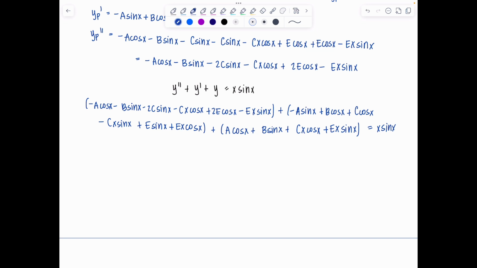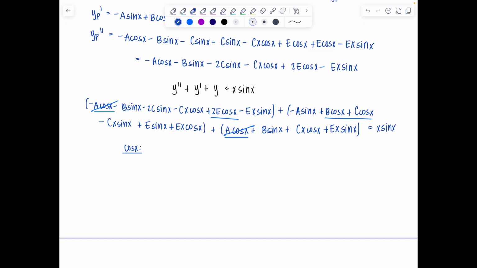So we've got to solve for A, B, C, E. Let's see what the coefficients are of all the terms that involve cosine x. Not x cosine x, just cosine x. Got all those, and this one. So actually these cancel, right?